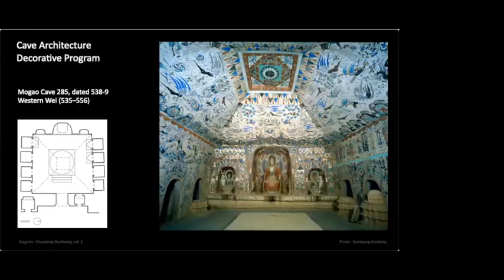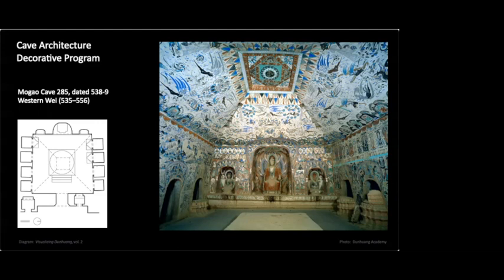Continuing with the theme of cave architecture, Cave 285 is an interesting case study, dated 538 and 539 through an inscription. Cave 285 is unusual because of its structure and decorative program. The Mogao cliff runs north to south and all caves face east, so upon entering a cave, one would be looking directly at the west wall.